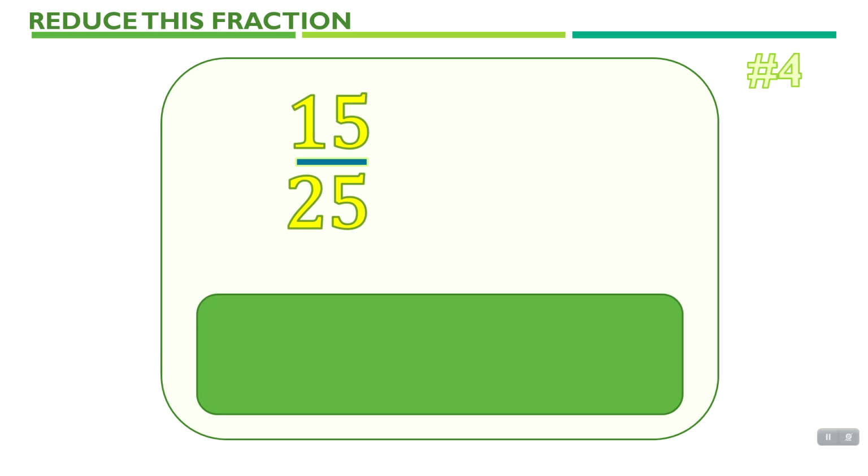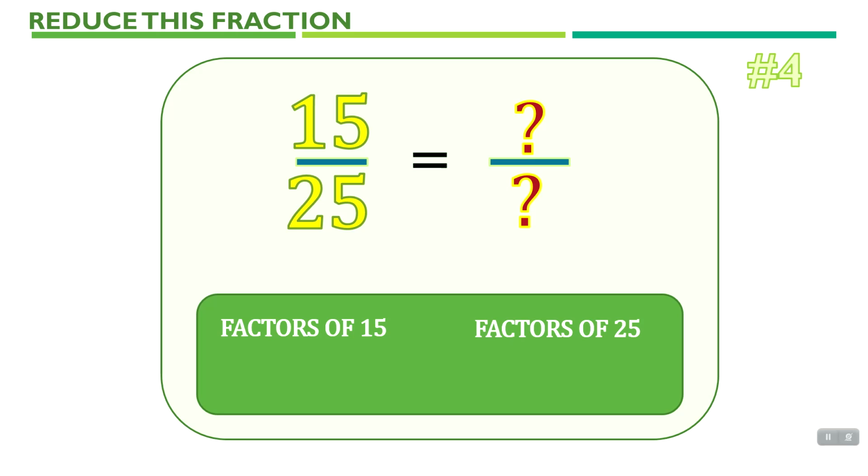15 over 25. What can we reduce 15 over 25 to so that it is in lowest terms? Immediately you can see that both numbers end in 5. That should give you a clue that they are in the 5 times table, and it is possible that we will end up dividing by 5. The factors of 15 are 1, 3, 5, and 15, and the factors of 25 are 1, 5, and 25.